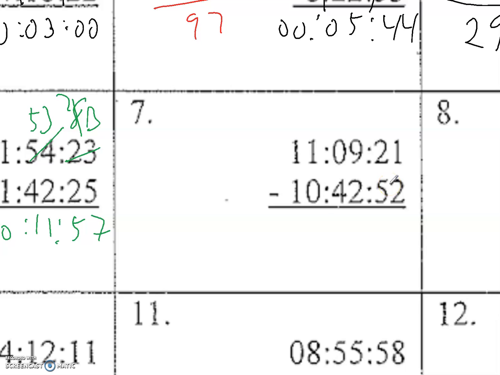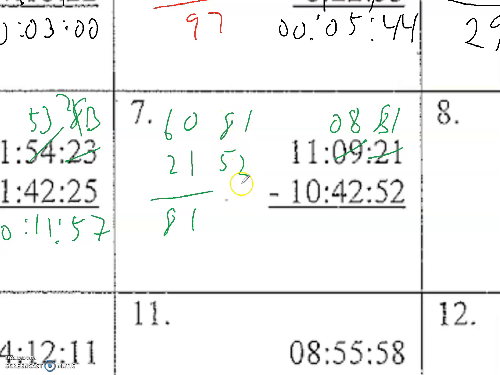Here's number 7. Again, I can't take 52 from 21, not without making a negative number. So I have to start here at the 9. Borrow. So I'm making that an 8. All right. 60 plus 21 because I borrowed a minute. Now I have 60 seconds. That'll give me 81. 21 becomes 81. Okay, 81 minus 52. Basic math here, people. 11 minus 2 is 9. 7 minus 5 is 2. 29.